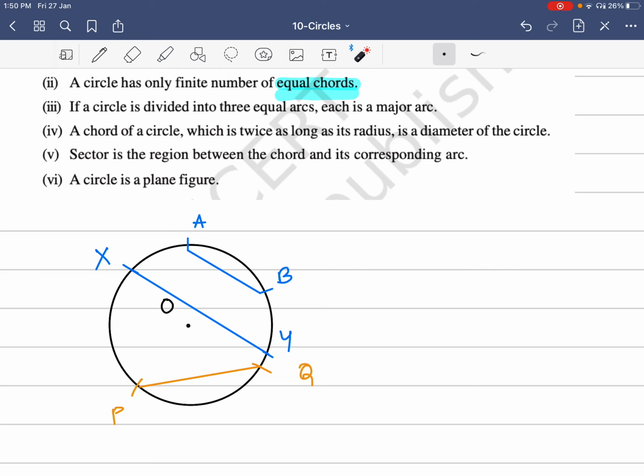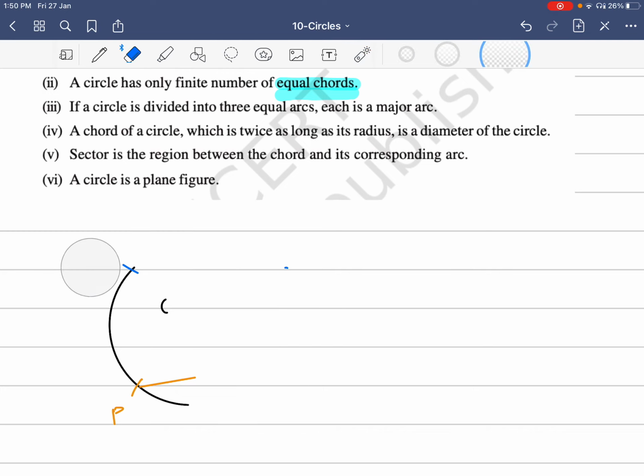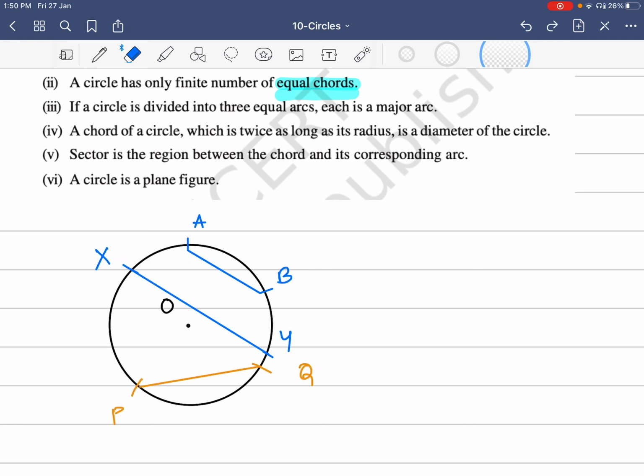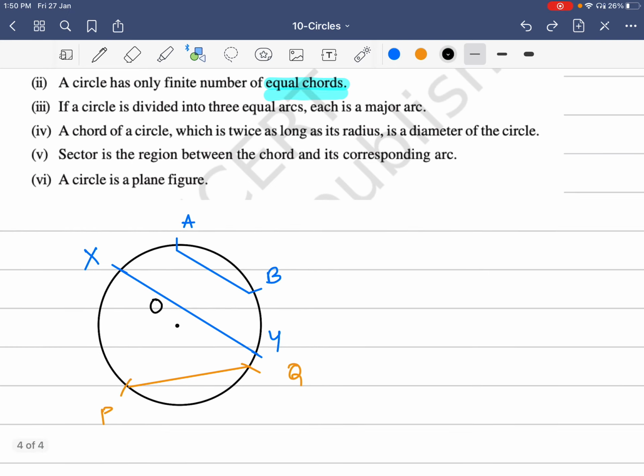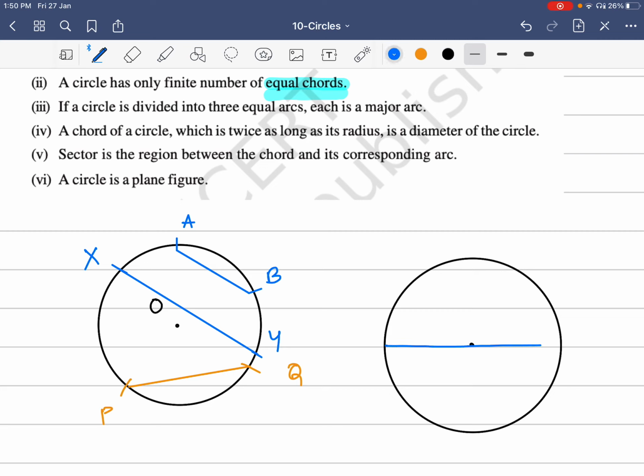So what will be an equal chord? In order to find an equal chord, let's keep this and I'll draw a different circle. So this is another circle with the center here O. Now consider this chord. This is in fact a diameter. The length of this chord is equal to twice the radius. So I'm going to just draw it again.